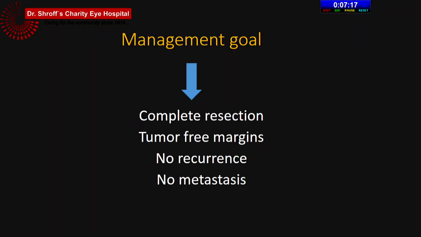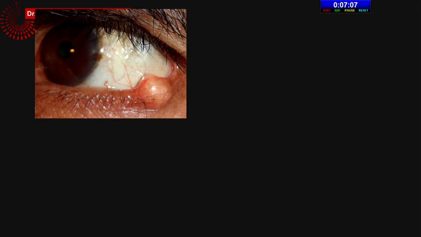Now, what is the management goal of any eyelid malignancy, especially SGC? We want a complete resection of the tumor. We want tumor-free margins while resecting. We want no local recurrence, and we want no metastasis for the patient.